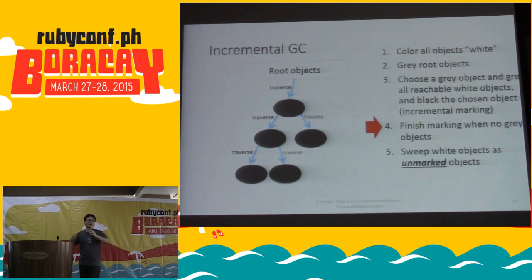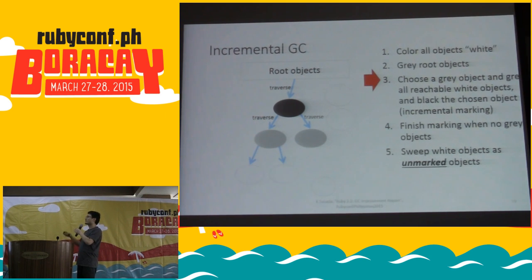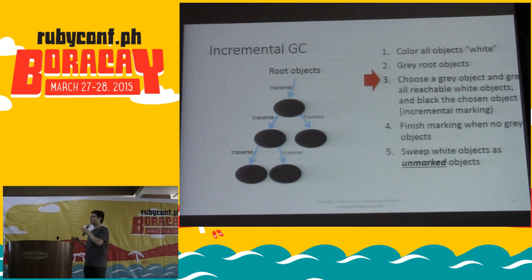So this phase we can do incrementally. For example, after this phase we can go back to the Ruby process, do some Ruby program, and go back to the garbage collection phase and continue. So this is the simple basic concept of incremental GC. If there are no gray objects, then we can collect the remaining white objects.